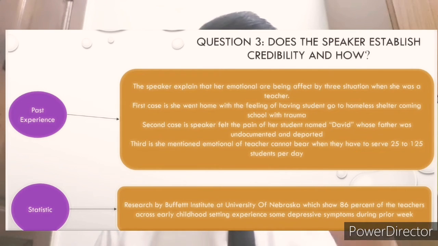She shared research from the University of Nebraska, which shows that 86% of teachers across early childhood settings experience some depressive symptoms during the week.